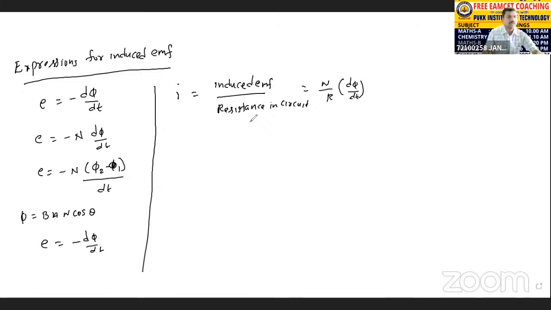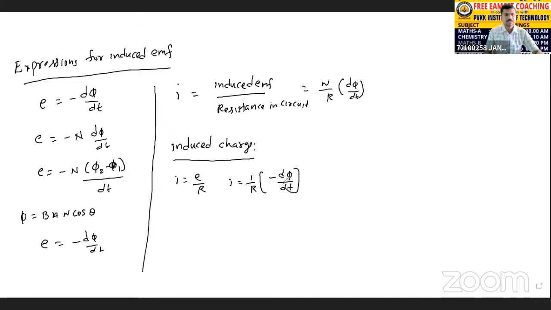Now, induced charge. The amount of charge induced in a conductor is given by the following. Induced current I is equal to E by R. Keep it like that. What can we write for E? E is equal to minus dφ by dt.